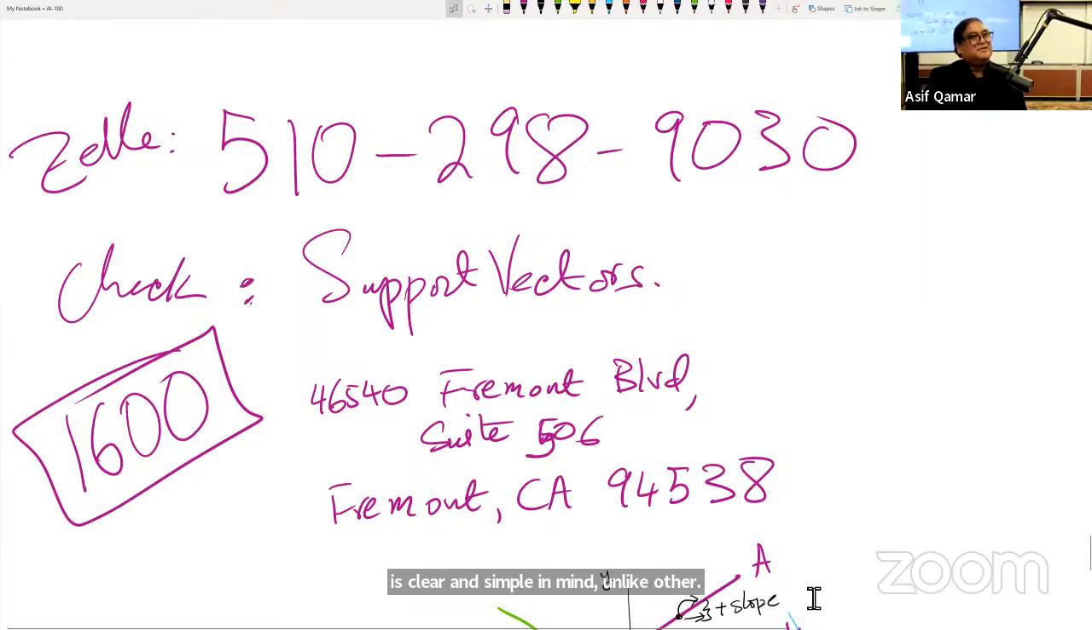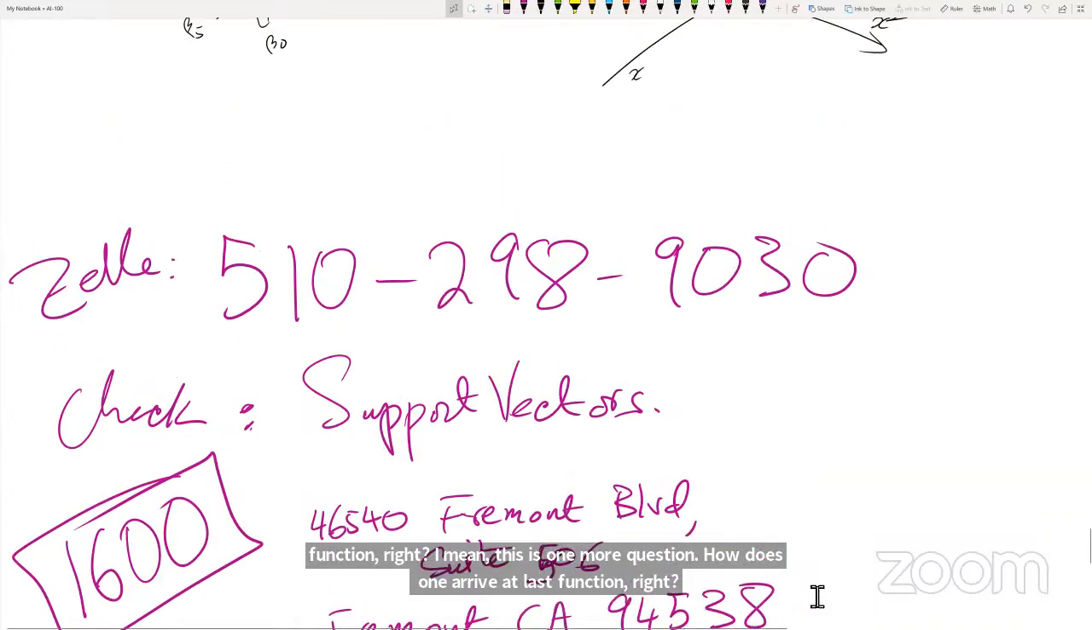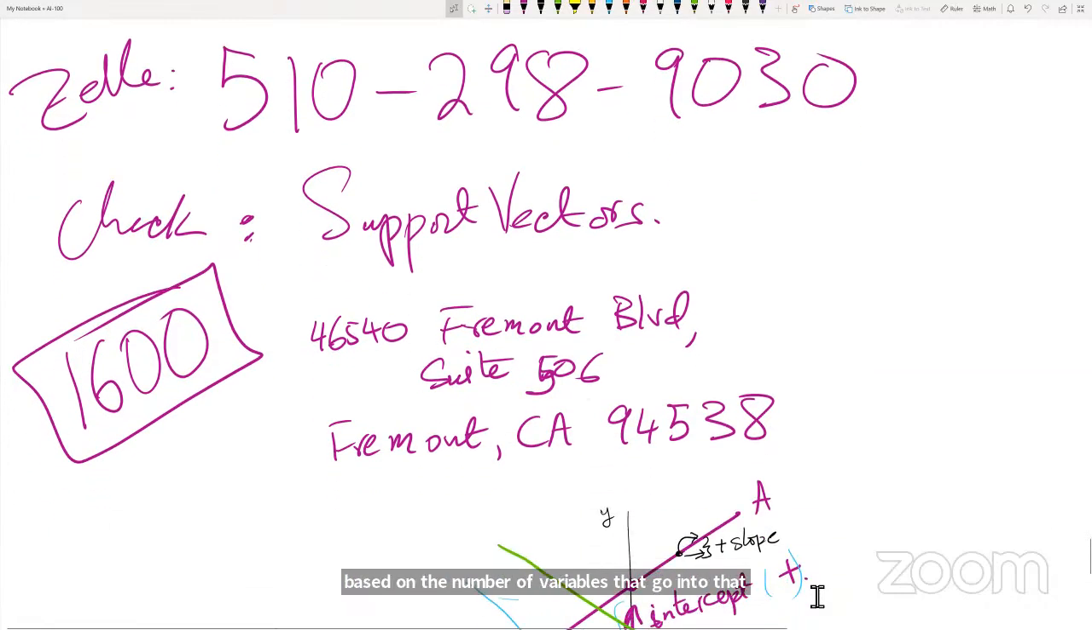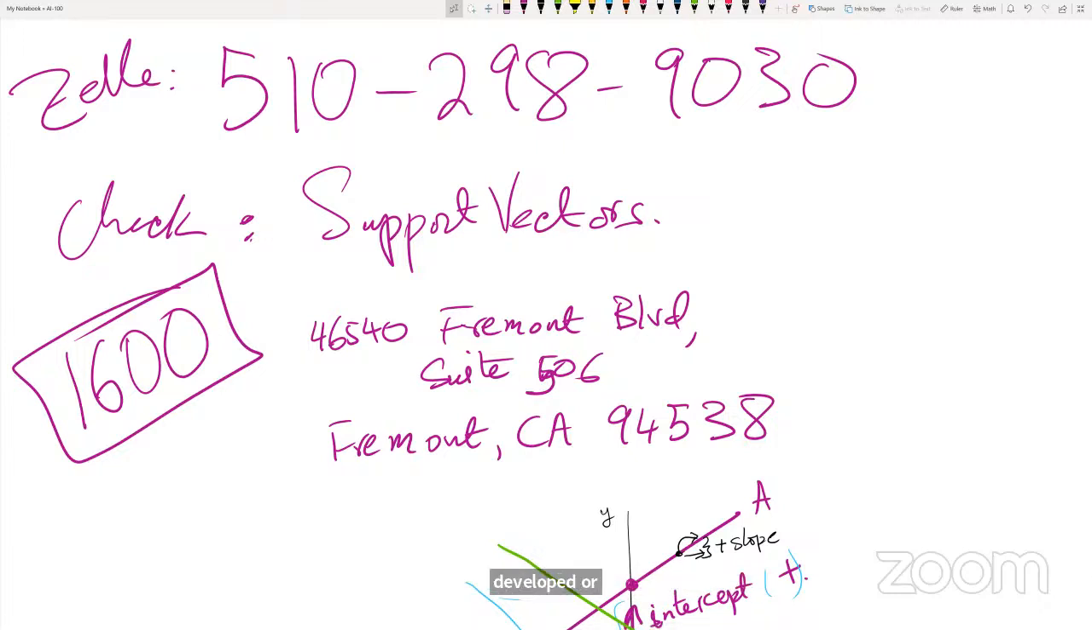All right, folks. Any other questions? Sir, this is Sri. One more question. How does one arrive at a loss function? We're asking so many questions of the data, and based on the number of variables that go into that question, the loss function is going to change. How do we ascertain that the loss function we've developed or postulated is the right equation for the answer we're looking for?